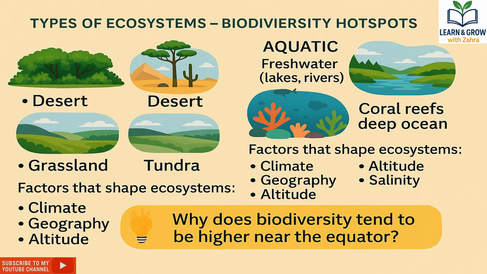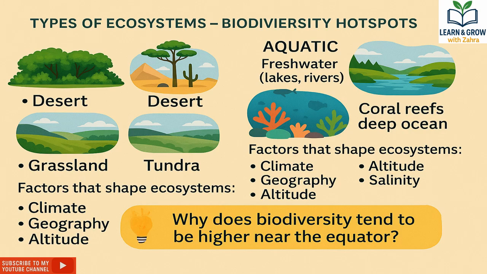Here's a question. Why do you think there tends to be more variety of life, more biodiversity near the equator, like in tropical rainforests? Ooh. Is it because it's warm and wet all year round? Lots of sunlight? Stable conditions? You're right on track. Those stable, favorable abiotic conditions allow for a huge diversity of life to thrive.